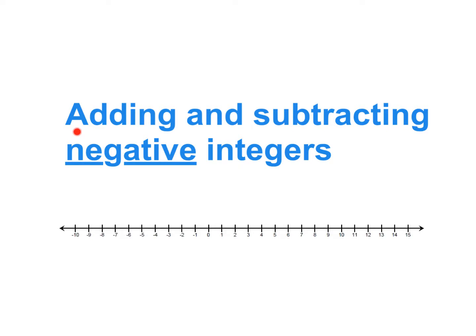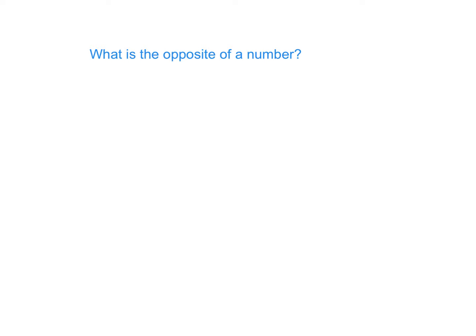This video is going to be looking at adding and subtracting negative integers, and once again we are going to use a number line to help us. But before we get there, I just want to make sure that everyone understands what the opposite of a number is. So if we're looking at these numbers over here, what are their opposites? Well, the opposite of 4 is negative 4, the opposite of 6 is negative 6, the opposite of negative 3 is positive 3, and the opposite of negative 7 is positive 7.